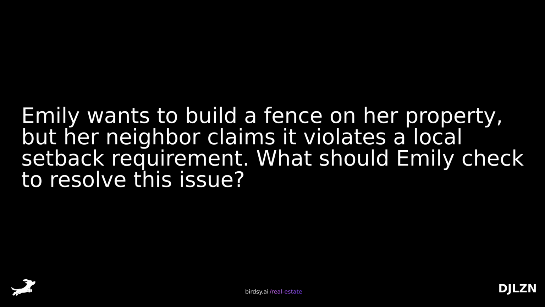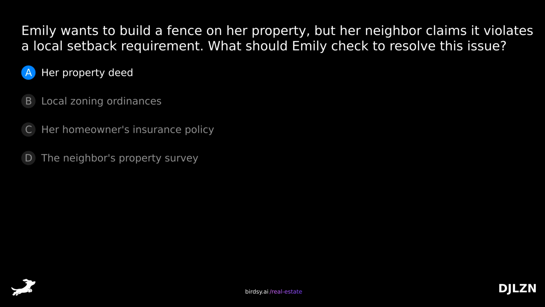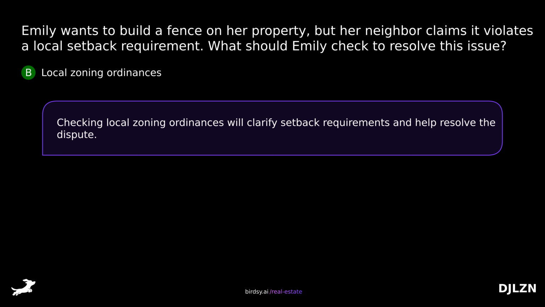Emily wants to build a fence on her property, but her neighbor claims it violates a local setback requirement. What should Emily check to resolve this issue? Is it A, her property deed, B, local zoning ordinances, C, her homeowner's insurance policy, or D, the neighbor's property survey? The answer is B, local zoning ordinances. Checking local zoning ordinances will clarify setback requirements and help resolve the dispute.